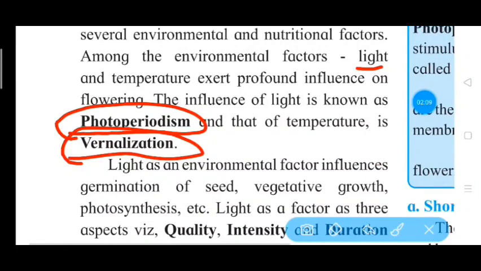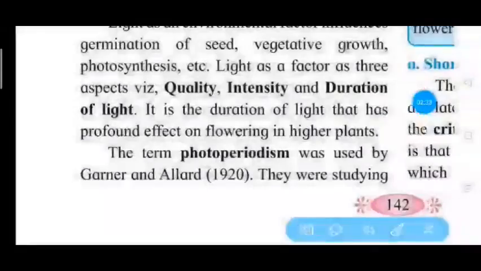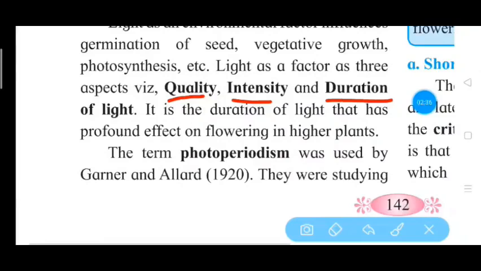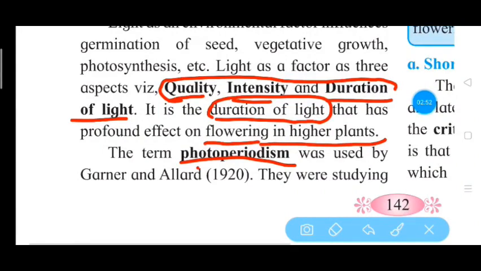Both are different. Light as an environmental factor influences germination of seed, vegetative growth, and the photosynthesis process. Light as a factor has three aspects: quality, intensity and duration of light. Of these three, duration of light is the most effective factor for flowering in higher plants. The term photoperiodism was first used by Garner and Allard.